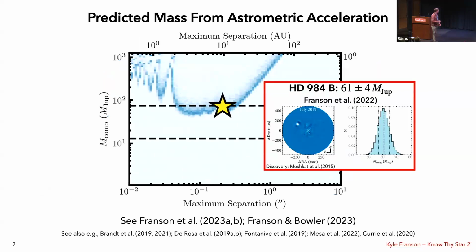And so if I plot up the true dynamical mass of the companion and its separation, we see that it lines up quite well with this prediction. And so the point here is, with these kinds of predictions in hand, we can really effectively and quickly triage targets for an exoplanet imaging campaign.